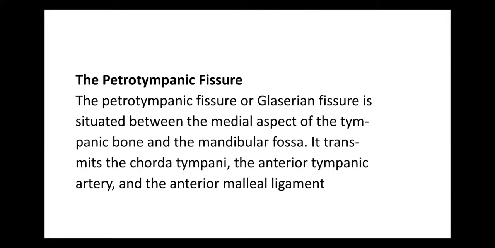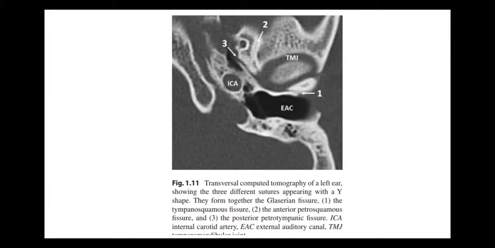The petrotympanic fissure or the Glaserian fissure is situated between the medial aspect of the tympanic bone and the mandibular fossa. It transmits the chorda tympani, the anterior tympanic artery, and the anterior malleal ligament. Number 3, the posterior petrotympanic fissure. The petrotympanic fissure.